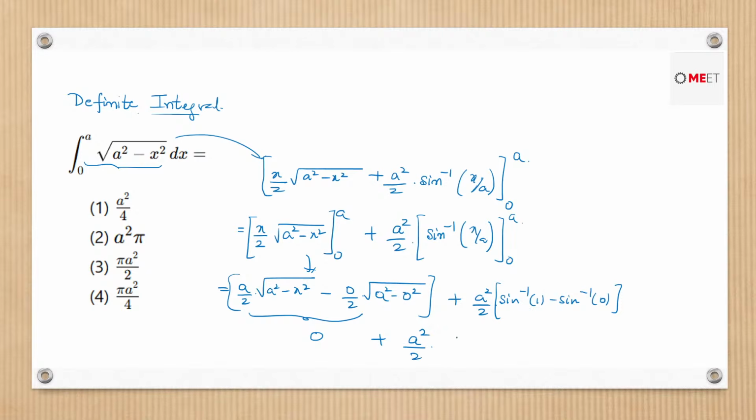And this would be equal to plus a square by 2 times sine inverse of 1, which is pi by 2. So this will be pi a square by 4. That is option 4 is the answer.